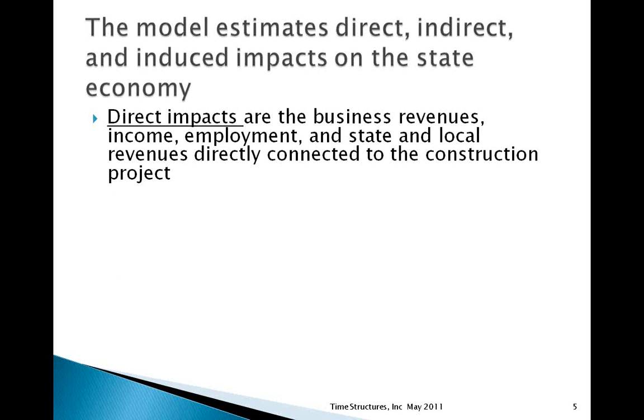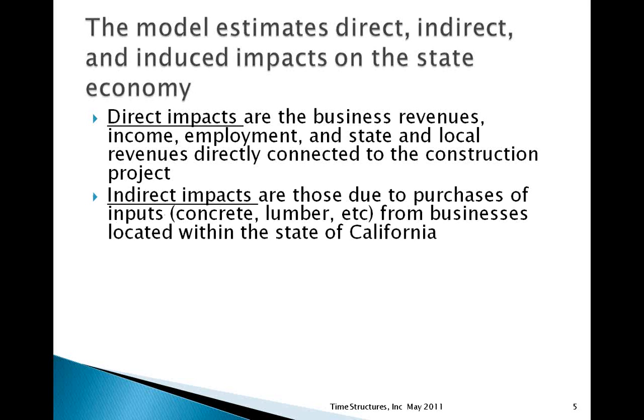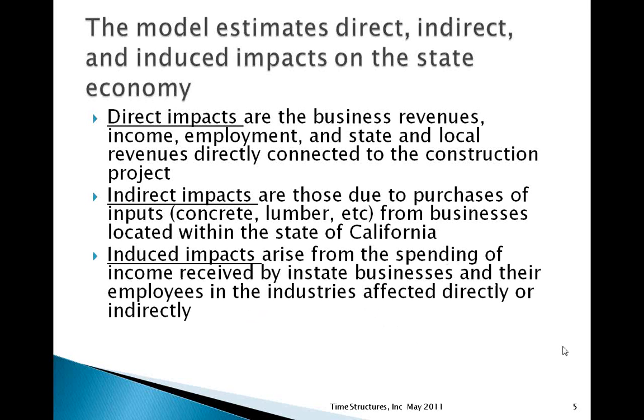Okay, so what's direct? Direct is the business revenues, income, employment, state and local revenues directly connected to the construction project. And I'll actually go through an example of how these are separated out. Indirect impacts are due to the purchases of inputs from businesses that are located within the state. It doesn't include any out-of-state purchases. Those are not included in the total impact. So if, for instance, you're building a house and you buy concrete, you buy lumber, the indirect impacts are what occurs in those secondary industries.